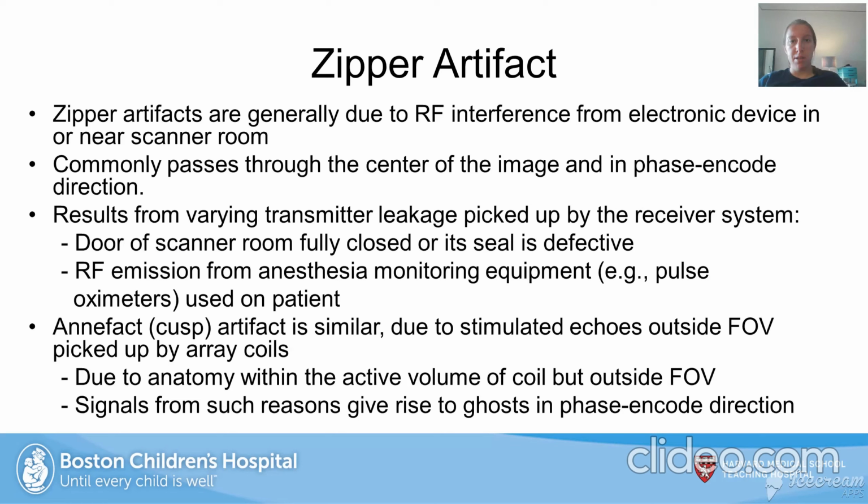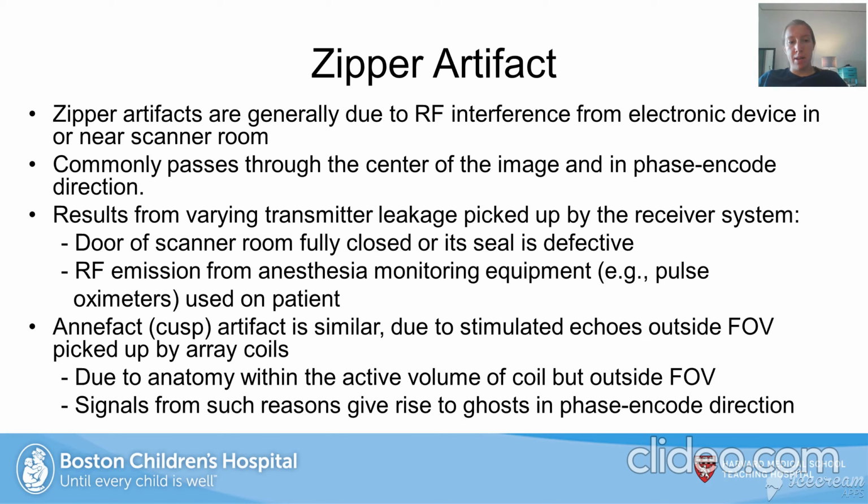Then there's the zipper artifact. Zipper artifacts are generally due to RF interference from electronic devices in or near the scanner room. It commonly passes through the center of the image and in the phase encode direction, because it affects the frequency. It results from varying transmitter leakage picked up by the receiver system. So the door of the scanner room might not be fully closed, or its seal is defective. And sometimes the RF emission from anesthesia monitoring equipment, like a pulse oximeter used on a patient, will give rise to a zipper artifact.